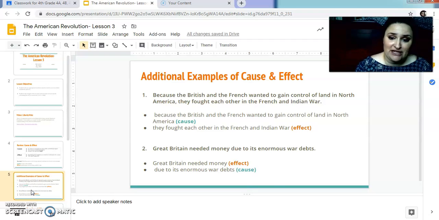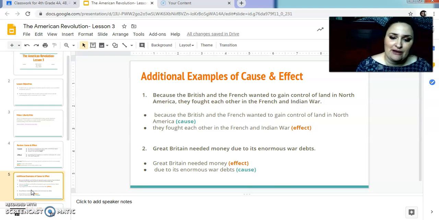We can look at the next slide for some more examples. Because the British and the French wanted to gain control of land in North America, they fought each other in the French and Indian War. You can get a lot of hints from the word because, it literally has cause in the word, so that helps you understand that that's the cause. The reason they were fighting is that the British and the French both wanted to gain control over this land. So our cause is that both of these countries wanted North America, and what happened because of that, the effect, is that they fought each other in the French and Indian War.